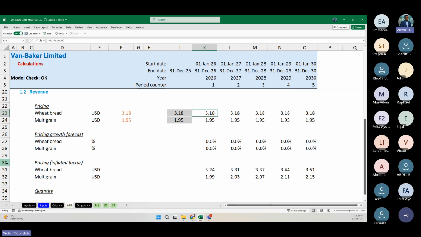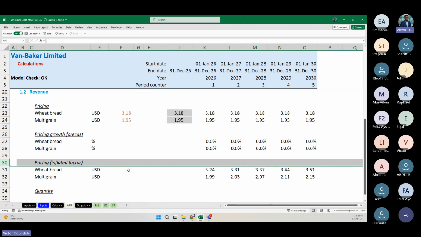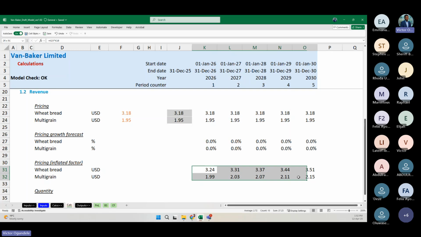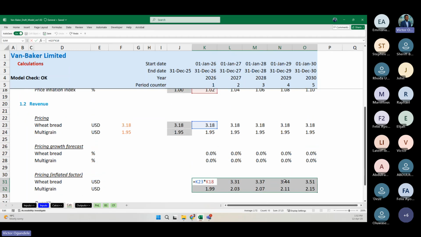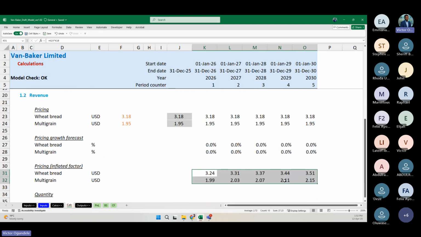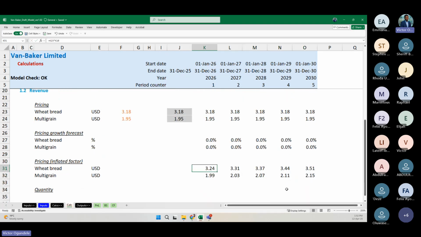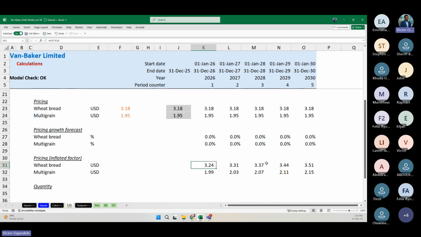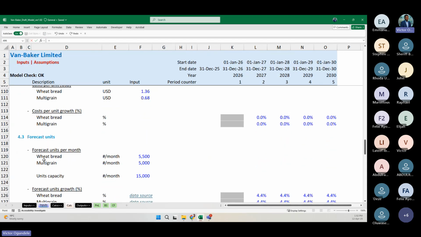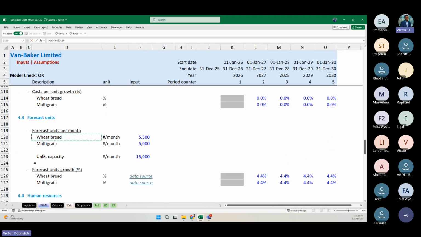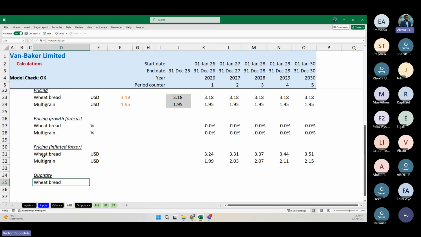And after that, you have your pricing inflation factor, which is now considering the time value of money, multiplying that by your price inflation index. Make sure you are multiplying by the price inflation index. Don't multiply by cost. They are different. And now let's go to our quantity. So equal to, link that straight to my input. Quantity. So link that to my input.